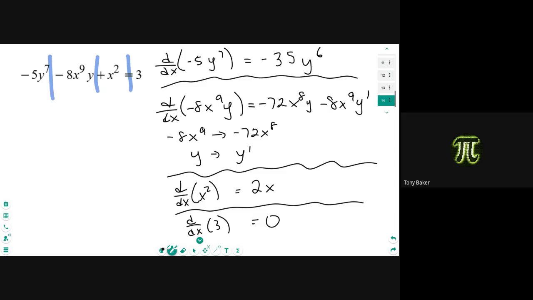So I have negative 35y to the 6th minus 72x to the 8th y minus 8x to the 9th y prime plus 2x equals 0.